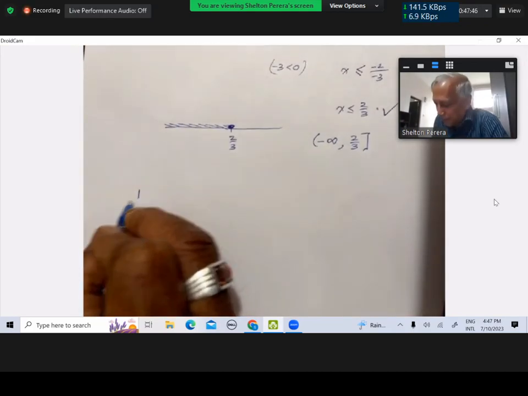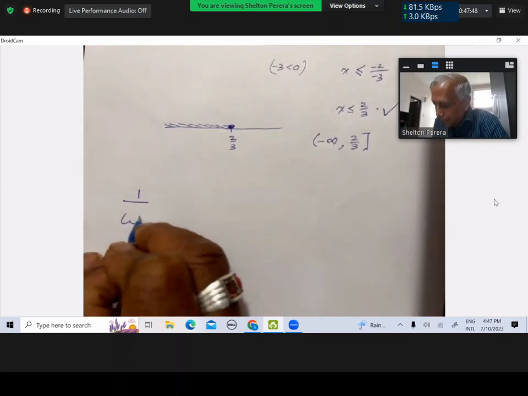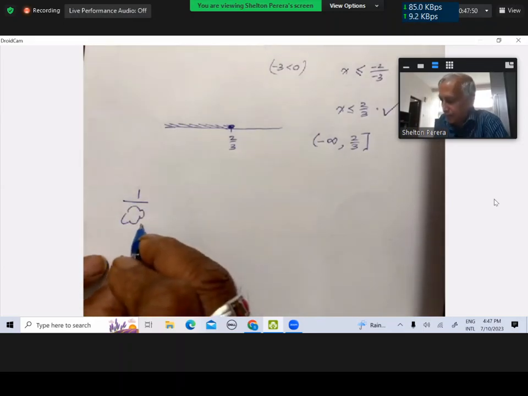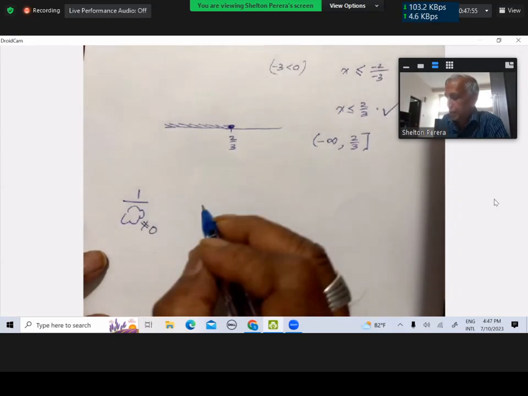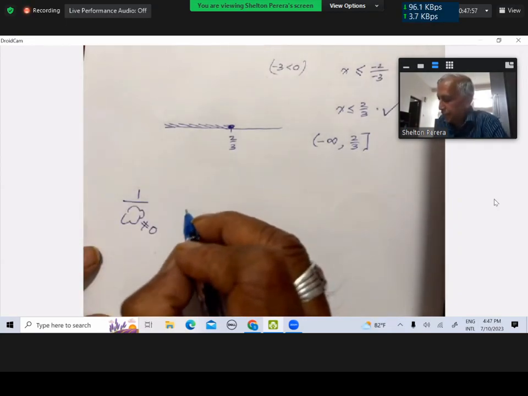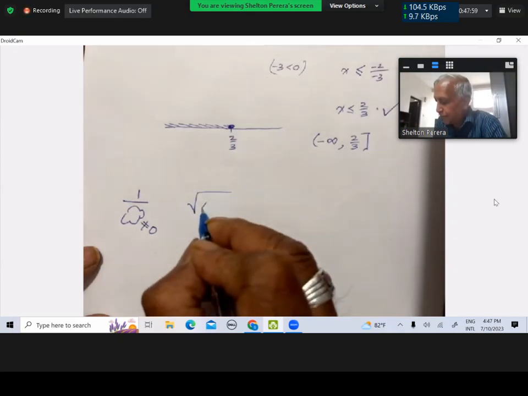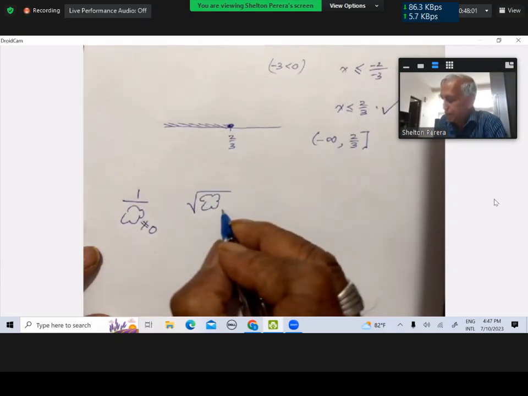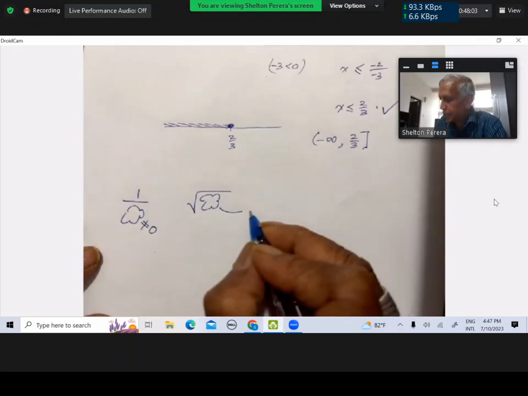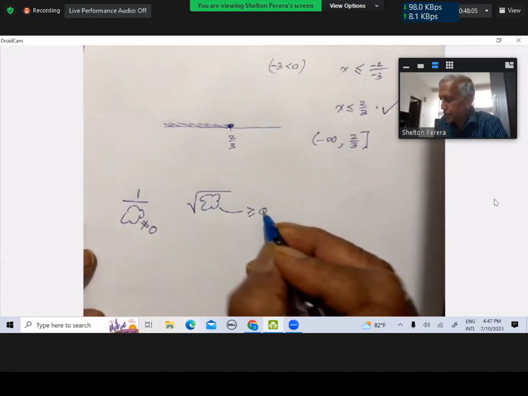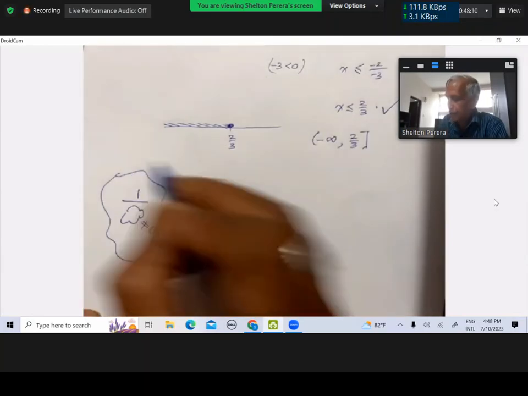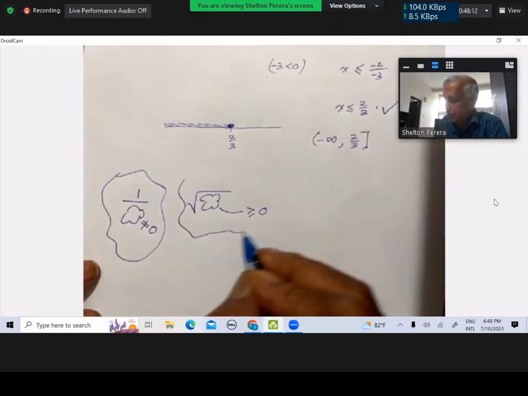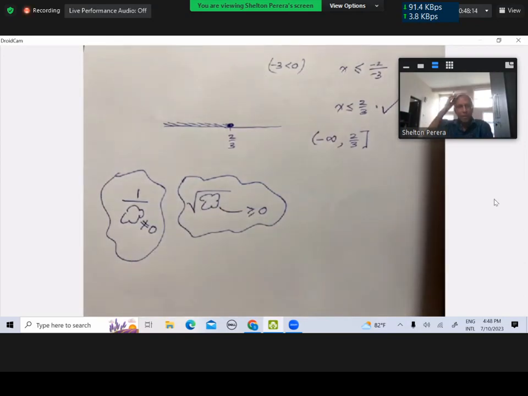Domain. If you have 1 over something, this denominator should not be 0. And if you have square root of something, make sure that inside the square root is greater than or equal to 0. Those are the two things to check.